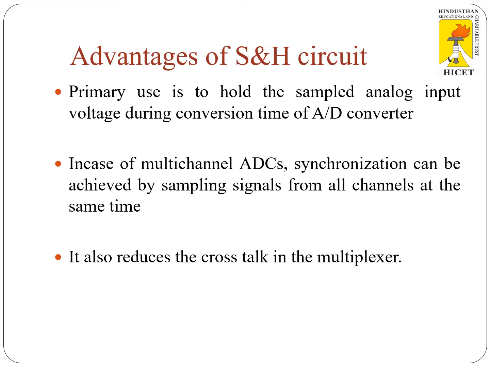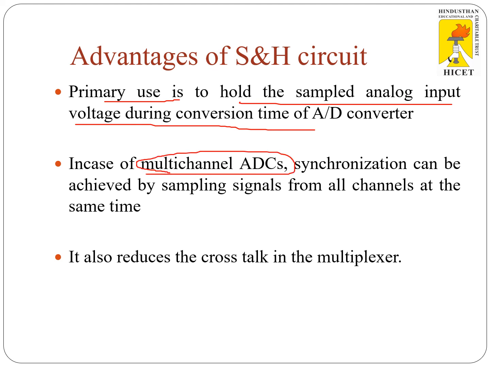The last one, advantages of the S and H circuit. The primary use is to hold the sampled analog input voltage during conversion of the A to D converter. If we have multi-channel A to D converters, synchronization can be achieved by sampling signals from all channels at the same time. Also, it reduces the crosstalk in the multiplexer.